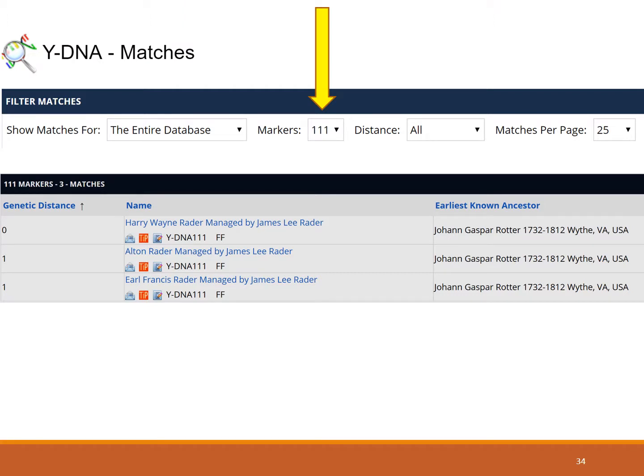And if you click on the DNA matches, in this case, since I've taken all the way out to 111, I can put the number 111 in that markers box below the yellow arrow. And in this case, what you see are the 3 people that match me on 111 markers. You see the first one matches exactly. The next 2 miss on 1 marker.